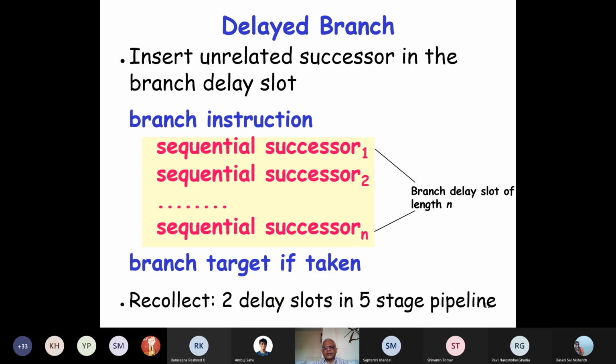Now let's say we have a processor which has n number of delay slots. So only at the end of the n instructions, the outcome of the branch will be known and the branch target can be fetched. Now it is the duty of the compiler to somehow fill in instructions which will anyway get executed. And for the MIPS pipeline, the number of delay slots is 2.